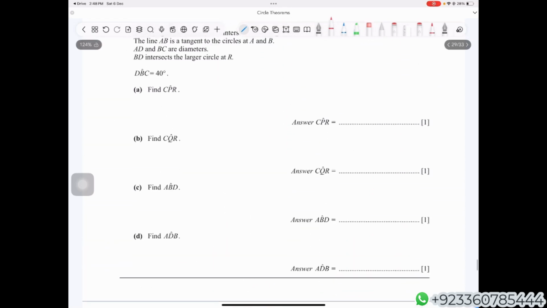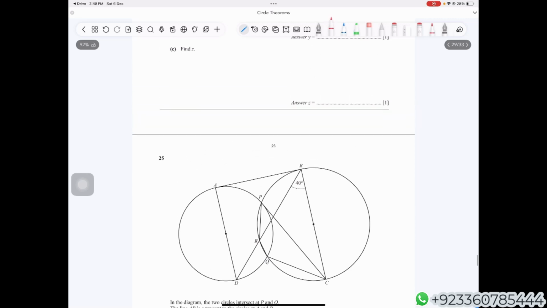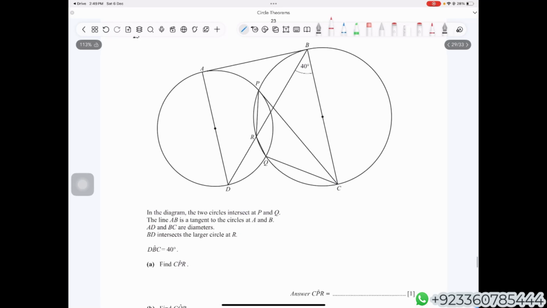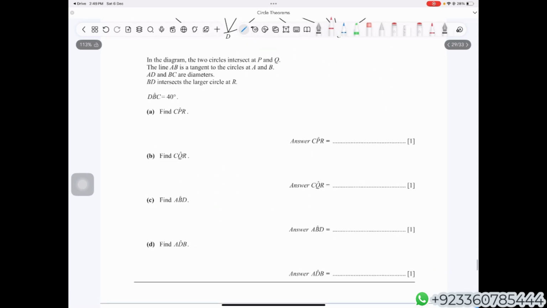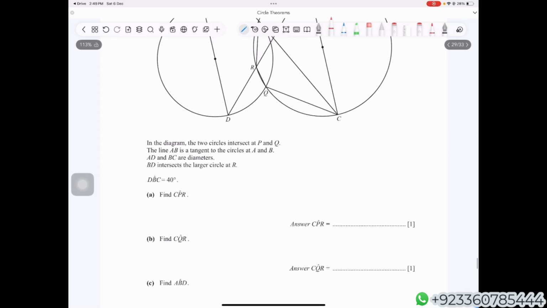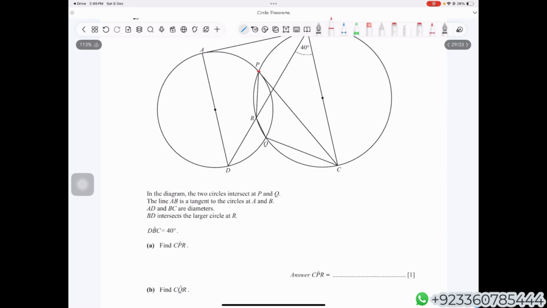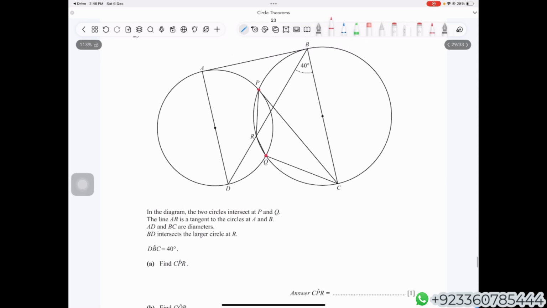Let's try one last question and then I will ask you to attempt the questions on your own. This question looks interesting. So let's try question number 25. In 25 it says in the diagram two circles intersect at P and Q. So can you see that these are their points of intersection. The line AB is a tangent to the circle at A and B. AD and BC are the diameters. BD intersects the larger circle at R over here. DBC is 40. You want to find CPR first.